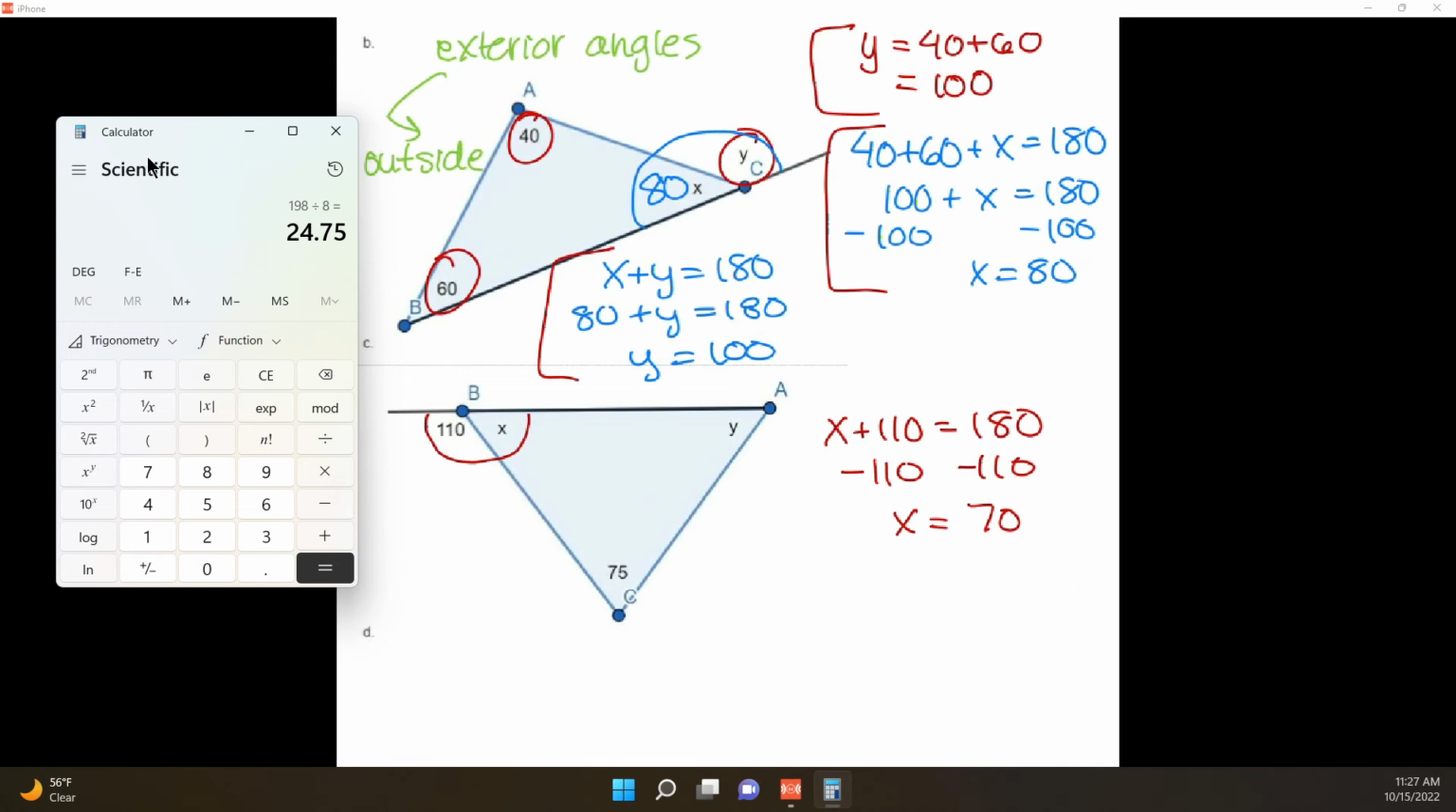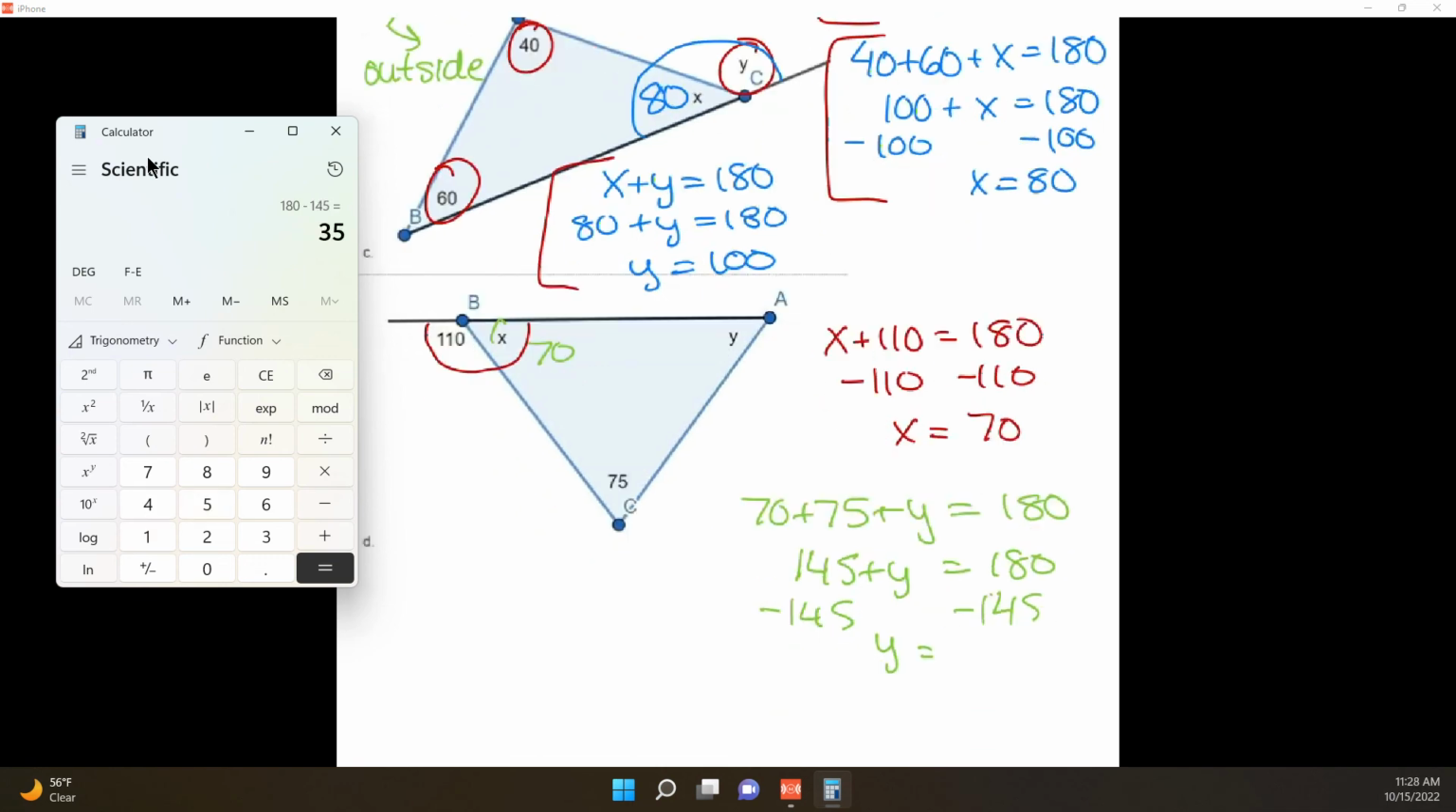And once we know that x is 70, then we can use our interior angles here. So 70 plus 75 plus y adds up to 180. 70 plus 75 is 145. Subtract 145 from both sides. Then y has to be 35.